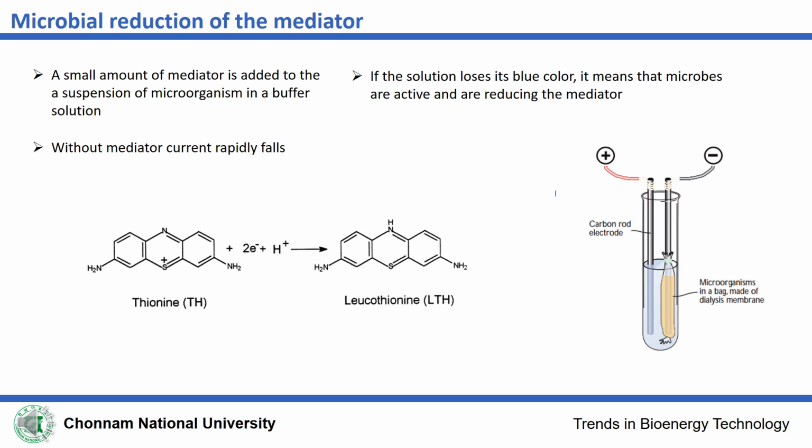In the absence of a mediator, cells work for some time because of the residual current, but the voltage falls rapidly. The mediator is added carefully by a syringe needle. As a result of adding the mediator, the current rapidly increases and the blue color of the solution fades. When the voltage reaches its maximum, now the cell is ready to conduct electricity.